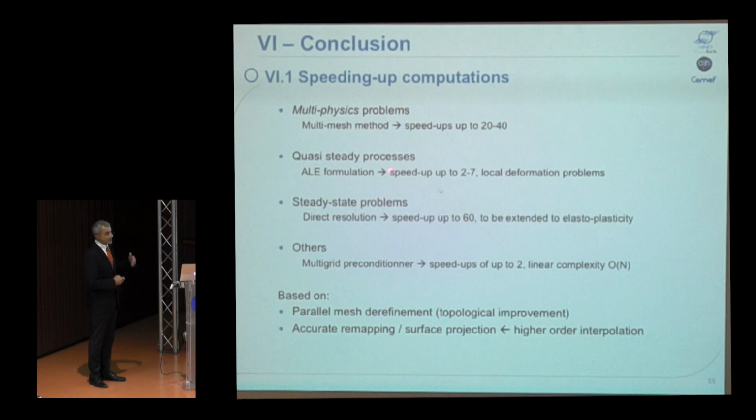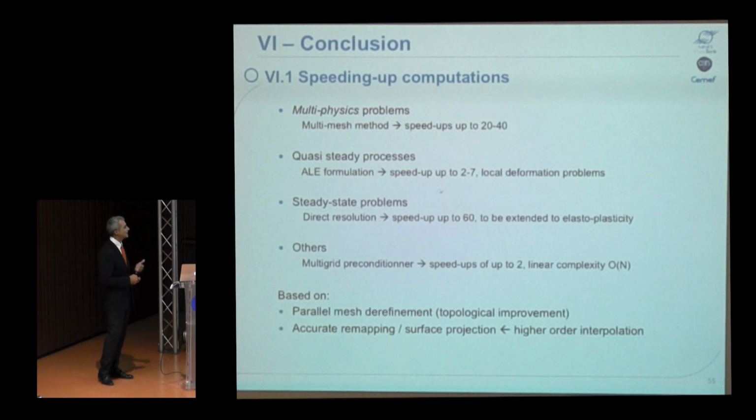If we have a quasi-steady process, then the ALE formulation works properly, but for me, it's rather a method that is useful to simulate more complex processes, like friction stir welding, for instance. And it's better to move toward a steady-state formulation where we have a much more important speed up. However, for future work, we need to extend that formulation to elastoplasticity, where there is a stronger coupling. And when no hypotheses can be made, then we can use enhanced preconditioners like multigrid in order to speed up the computation.